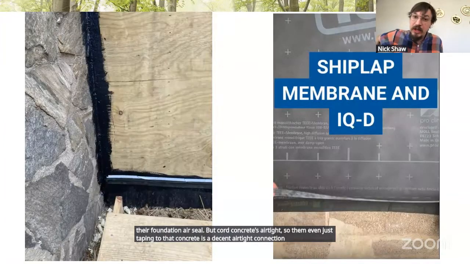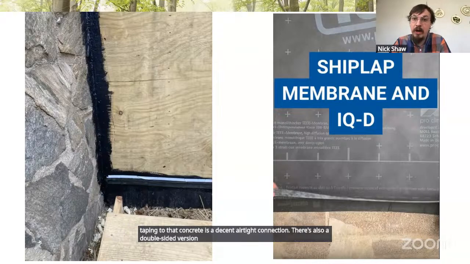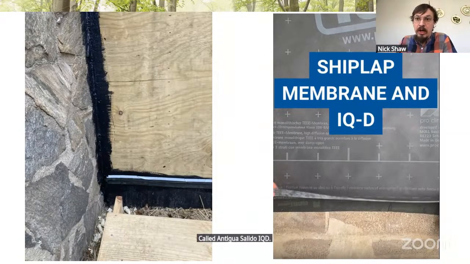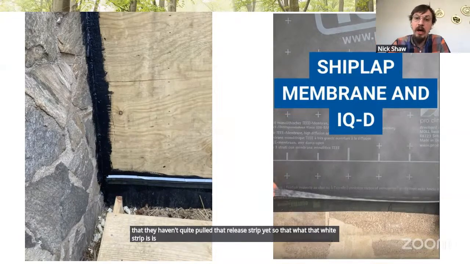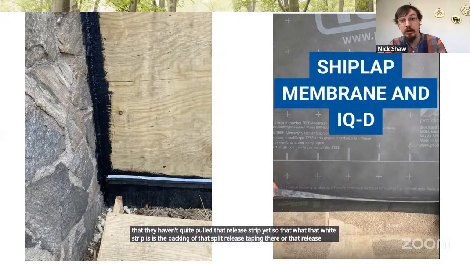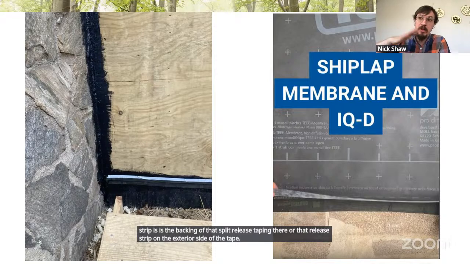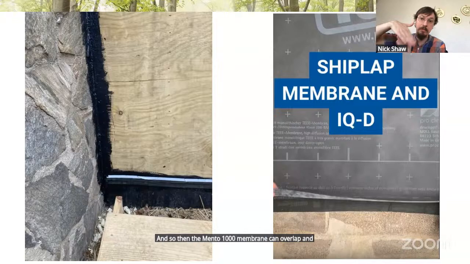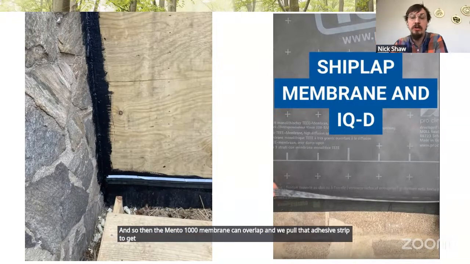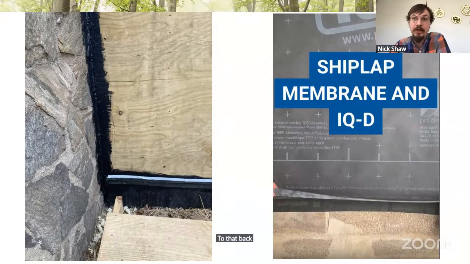There's also a double-sided version of that Contega Solido IQ called Contega Solido IQD. And so here on the image on the left, you can see that they haven't quite pulled that release strip yet. So that white strip is the backing of that split release taping there, or that release strip on the exterior side of the tape. And so then the Mento 1000 membrane can overlap, and we pull that adhesive strip to get an airtight connection to that backside of the Mento 1000.